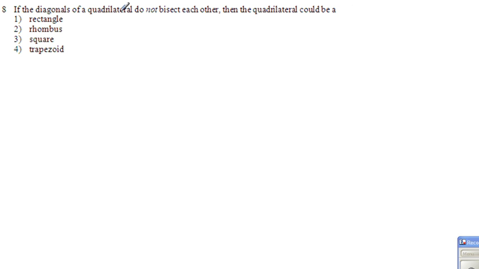Number 8, if the diagonals of a quadrilateral do not bisect each other. If they were to bisect each other, it would be a parallelogram. But they do not bisect each other, so the quadrilateral could be... In fact, if they were to bisect each other, it would have been a parallelogram. But since they do not, we have to get rid of all the parallelograms, which is this one. These three choices are the special parallelograms. So therefore, our answer would be choice number 4. Trapezoid is the only one there where the diagonals will not bisect each other.